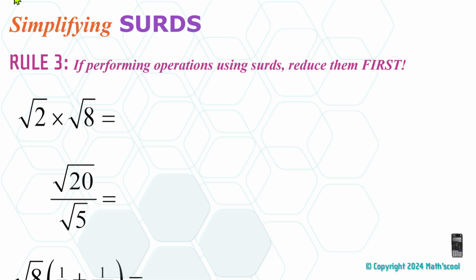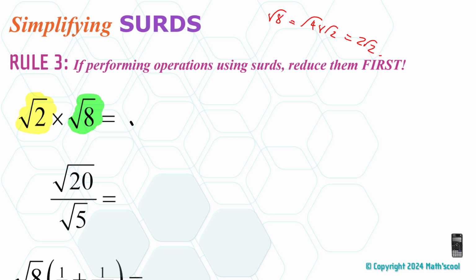Okay, rule 3. If you're performing operations on surds, reduce them first. So this one doesn't need to be reduced. This one's fine. But this root 8, we could tidy it up a bit. We could write the 8 as 4 times 2, so root 8 equals root 4 times root 2, which is 2 root 2.